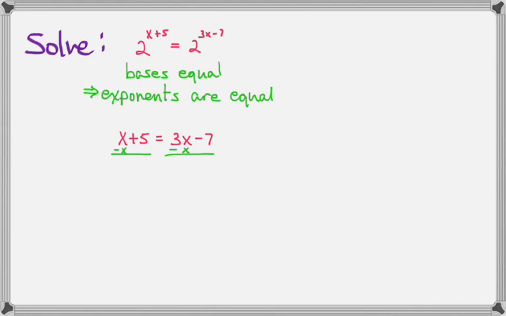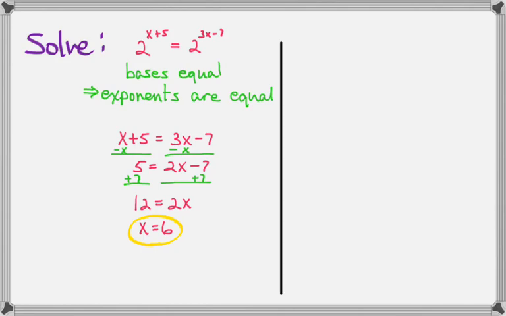And we'll solve this by subtracting x from both sides. And that will leave us with 5 equals 2x minus 7. And now we will add 7 to both sides, and we'll get 12 equals 2x, and we'll divide both sides by 2 and see x equals 6. Okay? Here is another example.